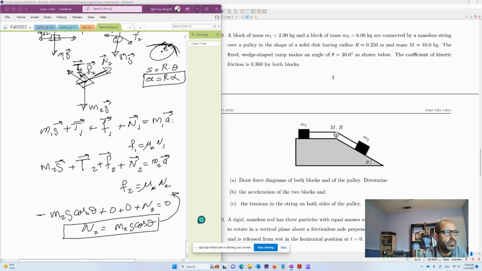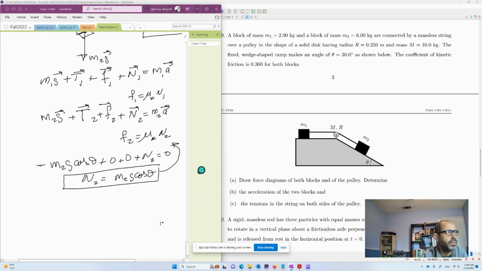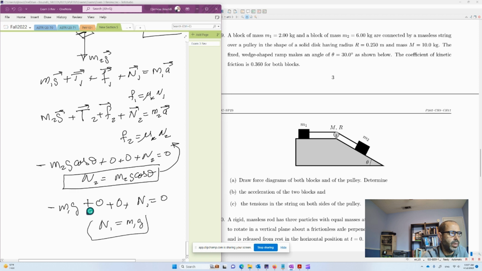Same thing on this one. The horizontal displacement is where the acceleration is for mass M1, and the vertical displacement is where there is no motion. So the mass M1 is not going up and down. Again, I'm going to take the upward direction as positive. So M1G is negative M1G. The tension has no components along this direction. The friction also has no component in this direction. And N1 is positive, and there is no acceleration in this direction. So N1 is equal to M1G, which means that I can already find this force of friction, F1, in magnitude.